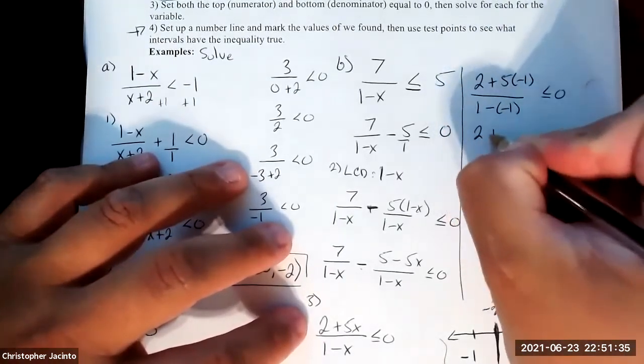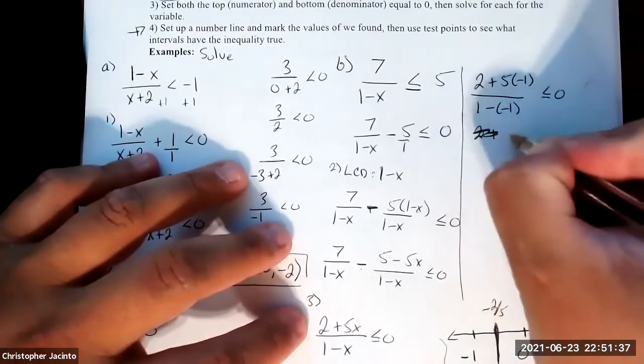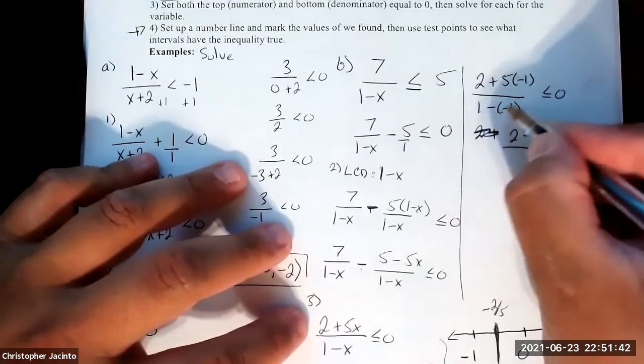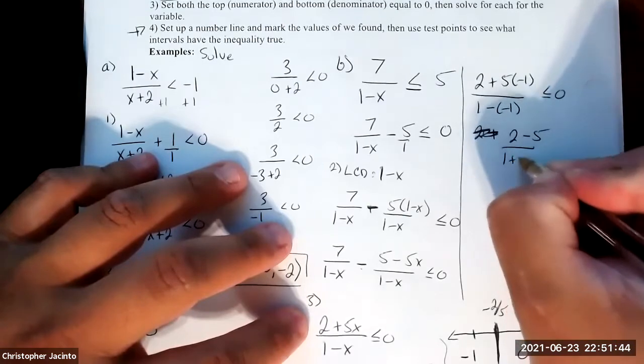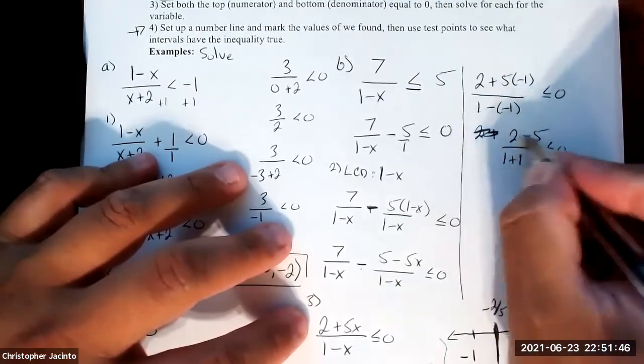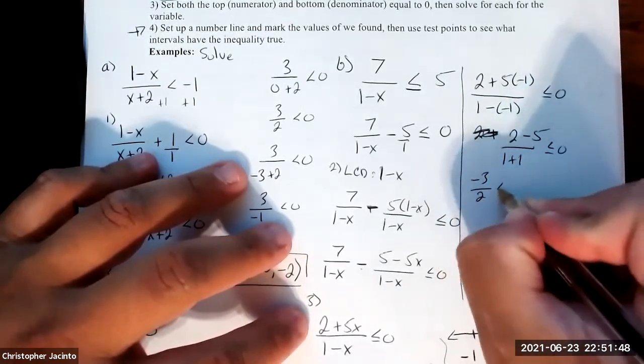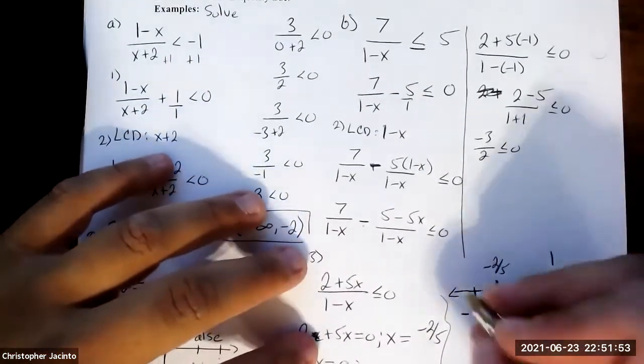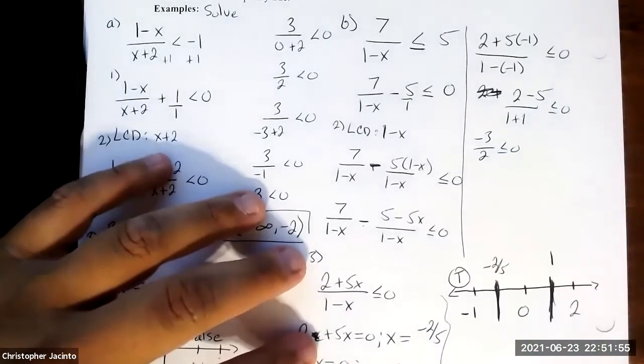So this gives you 2 minus 5 over, these cancel. So it gives you 1 plus 1 there. So negative 3 over 2. So that's true, right? Negative 3 over 2 is less than 0. So this is true. Put T for true.